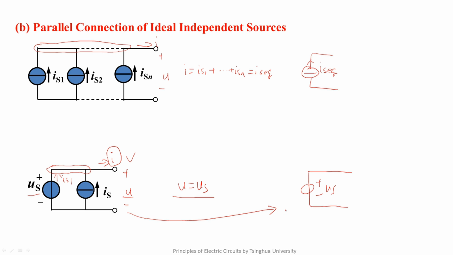A further discussion is necessary here. Look, an independent current source connected with an independent voltage source in parallel is equivalent to the voltage source only. I have a question here. What is the role of the independent current source?